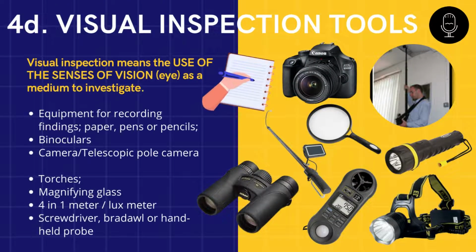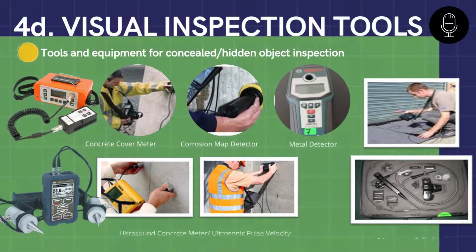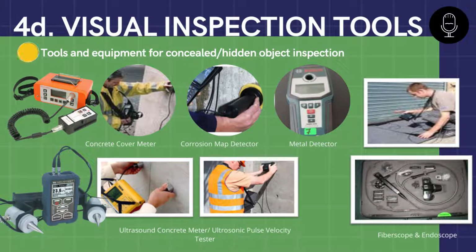Other than basic inspection tools, we as building surveyors also require visual inspection tools. Visual inspection means the use of the sense of vision as a medium to investigate. Some equipment used in visual inspection includes equipment for recording findings such as paper, pens or pencil, binoculars, camera or telescopic pole camera, torches, magnifying glass, 4-in-1 meter or lux meter, screwdriver, bradawl or handheld probe. For visual inspection in concealed or hidden objects, there are 5 tools that you as a building surveyor should familiarize yourself with.